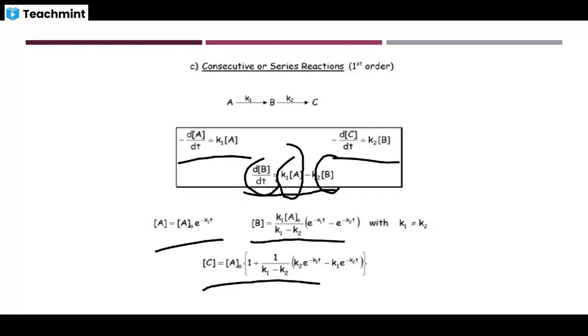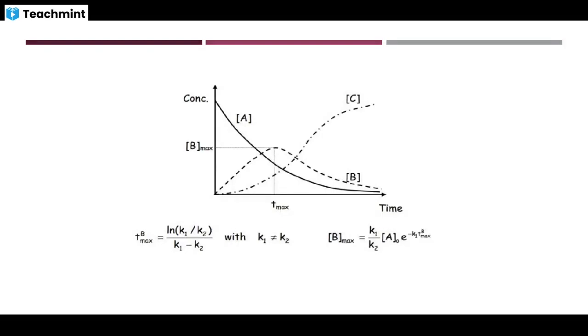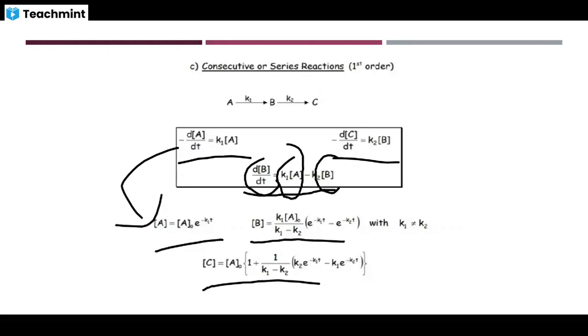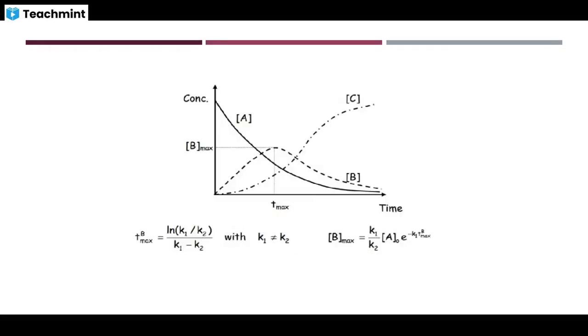Just integrate the equation with respect to time from 0 to t and concentration from A0 to A. Do it yourself. Here the concentration of A decreases and the concentration of B increases, but B is also consumed to form C. T max is when the concentration of B is maximum. The maximum concentration of B is K1 by K2 times A naught e power minus K1 T max.